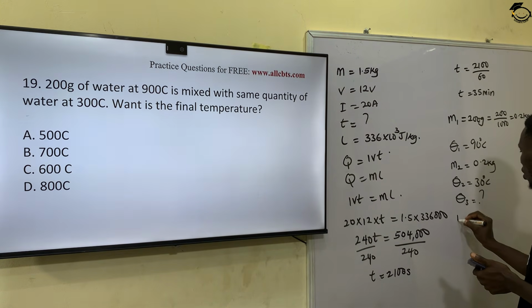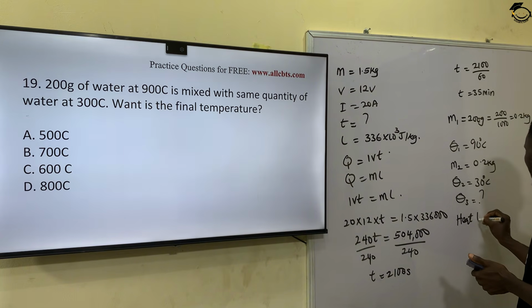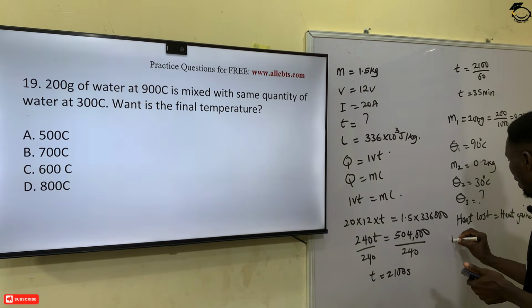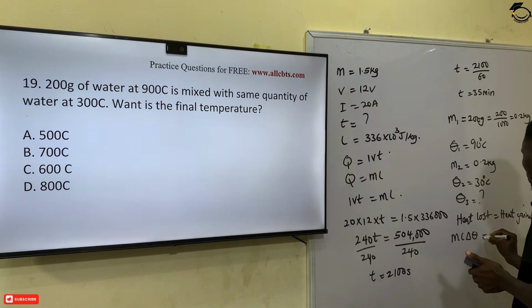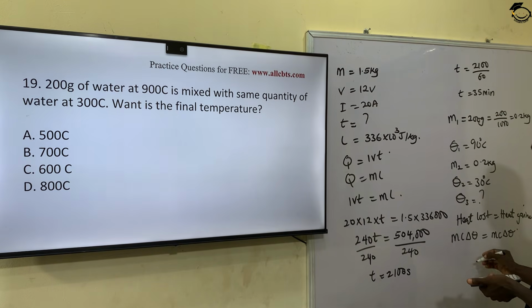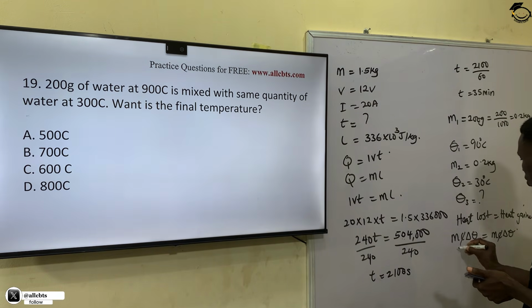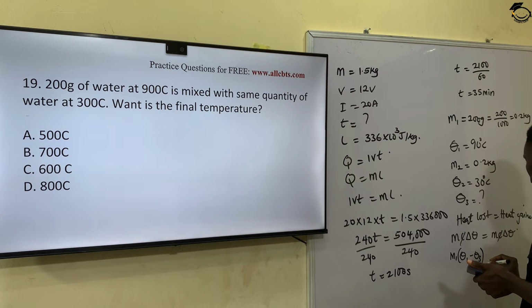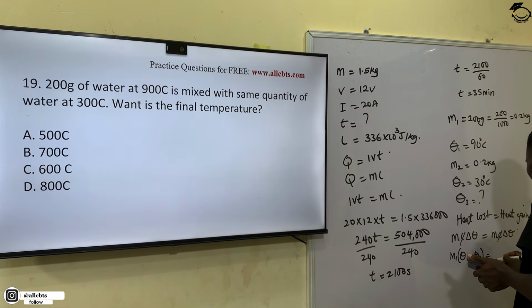But we know that heat lost by the hot water must be equal to the heat gained by the cold water. So this means I have MC change in theta equals MC change in theta. Now our C will not be needed because we're talking about water, so C will cancel out C. So this means I have M1 in brackets θ1 minus θ3, which is the final temperature here, is equal to M2 in brackets θ3 minus θ2.